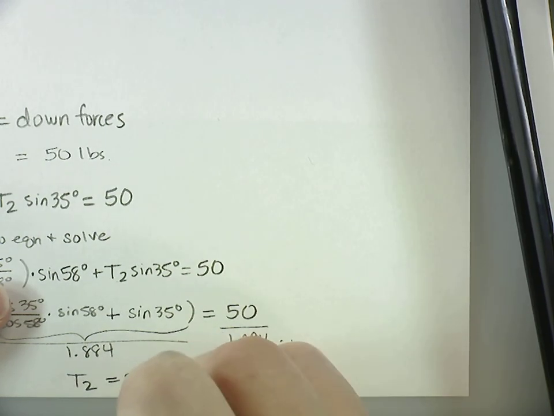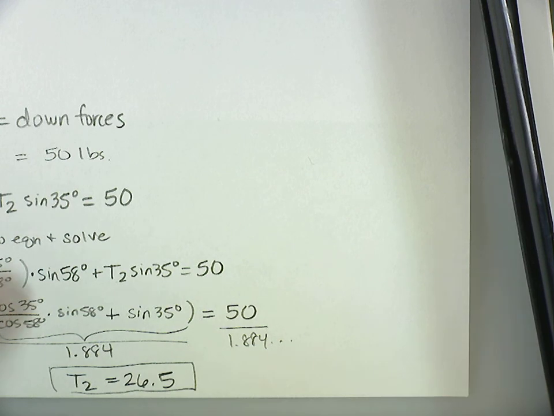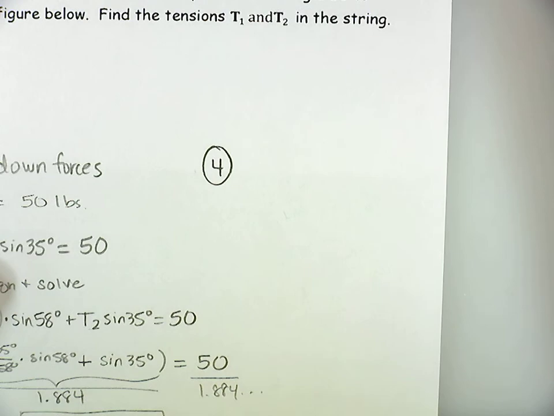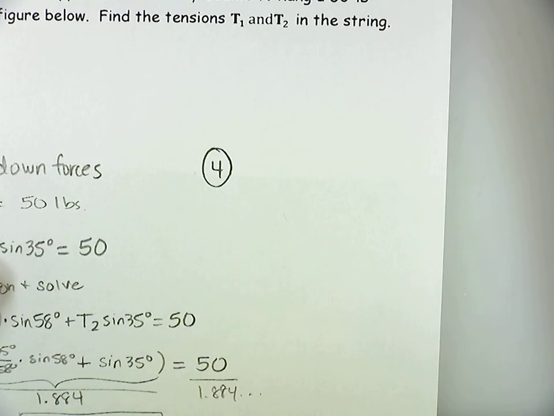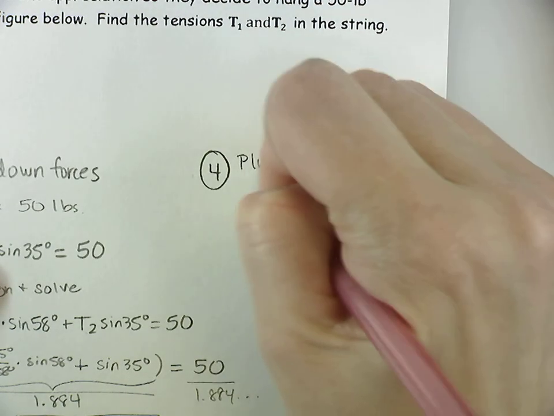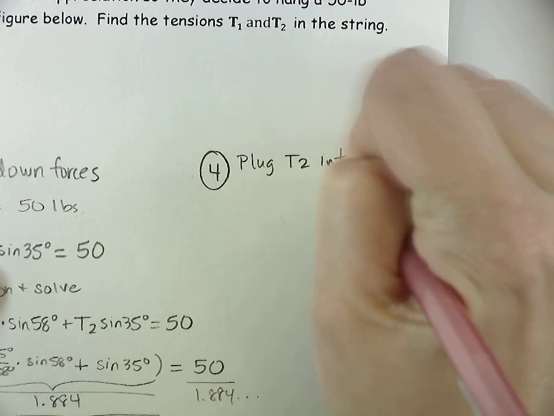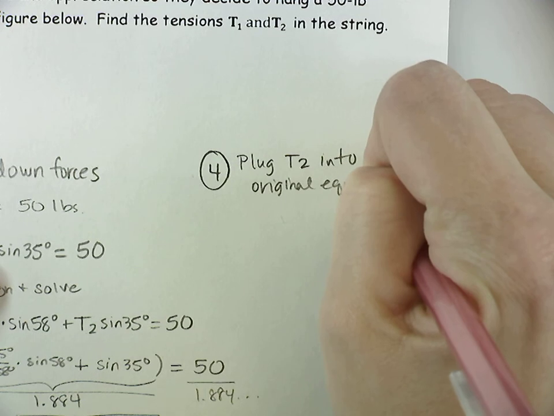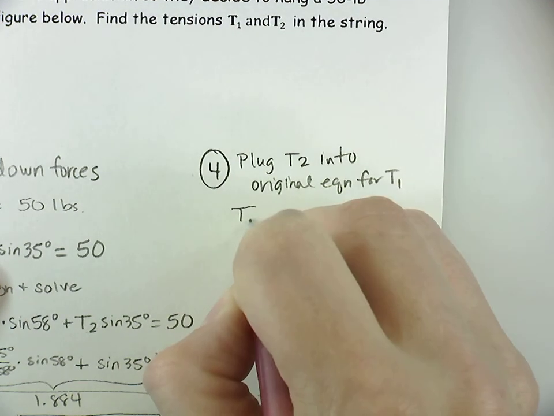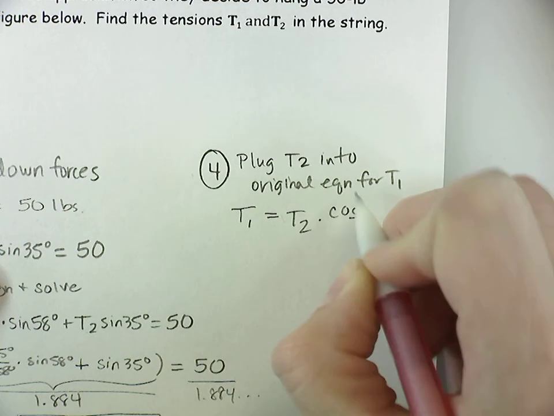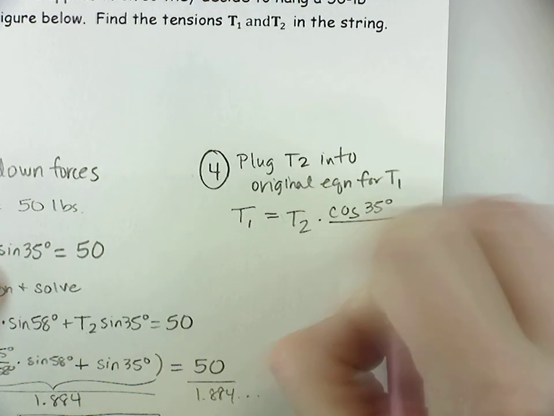Now, using a system of equations means that our last step, once you have your t sub 2, you're going to plug t sub 2 into the original equation for t sub 1. So we know t sub 1 is equal to t sub 2 times the cosine of 35 degrees over the cosine of 58 degrees.